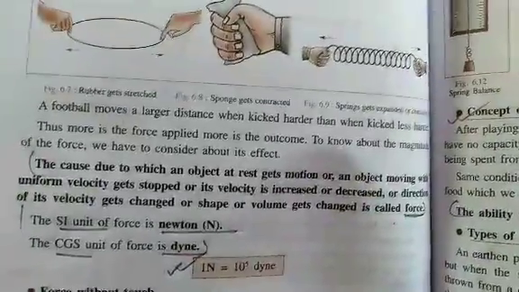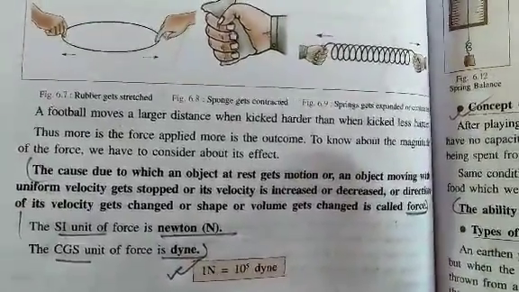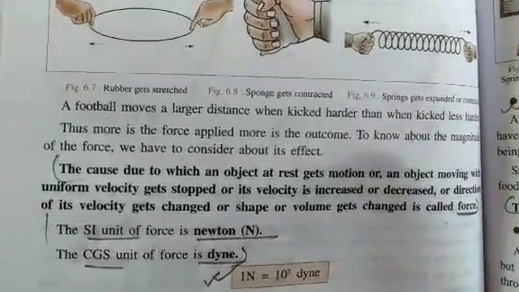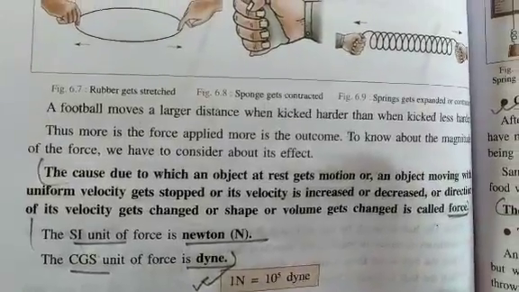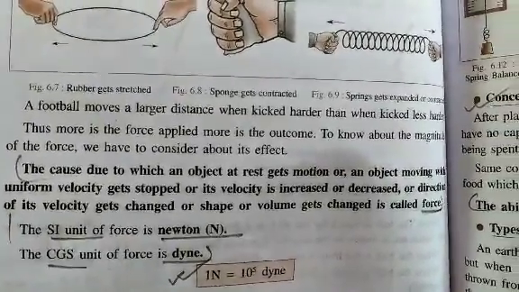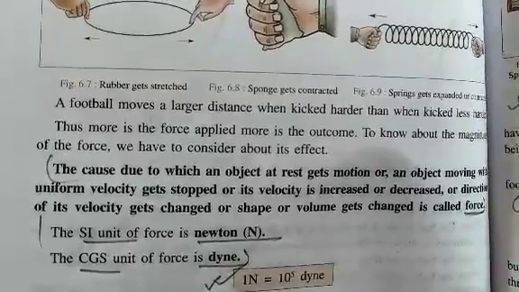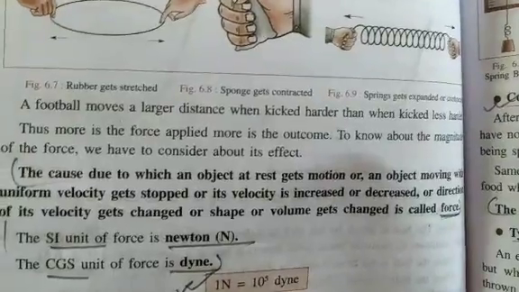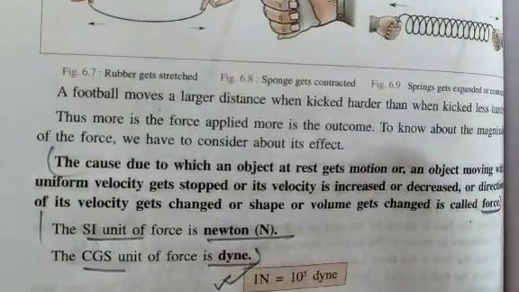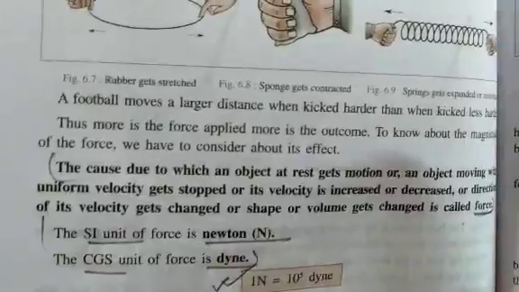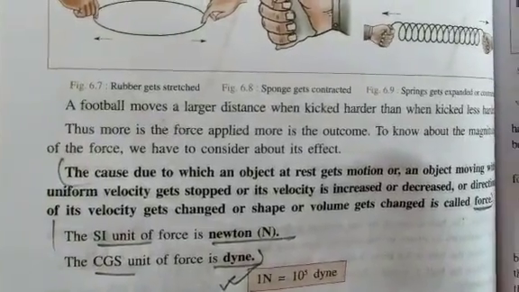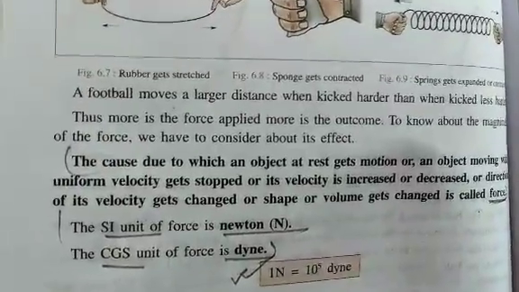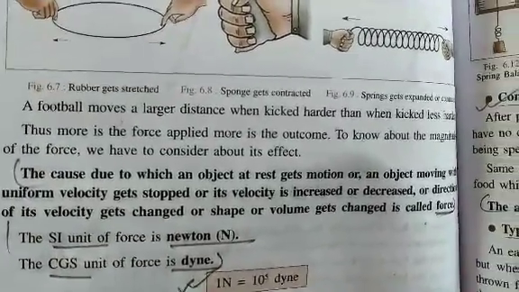So what is force? See the definition. The cause due to which an object at rest gets motion, or an object moving with uniform velocity gets stopped, or its velocity is increased or decreased, or the direction of its velocity gets changed, or its shape or volume gets changed, is called force. So there are so many conditions. That means the cause or the external work which changes its direction, its motion, its velocity, its shape is called the force.